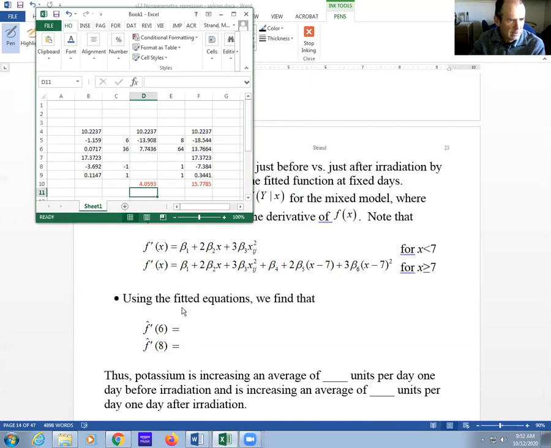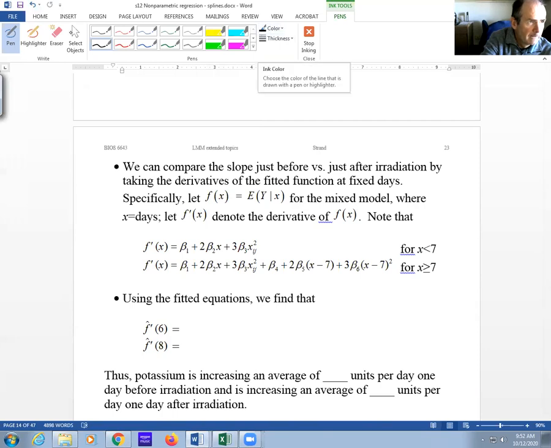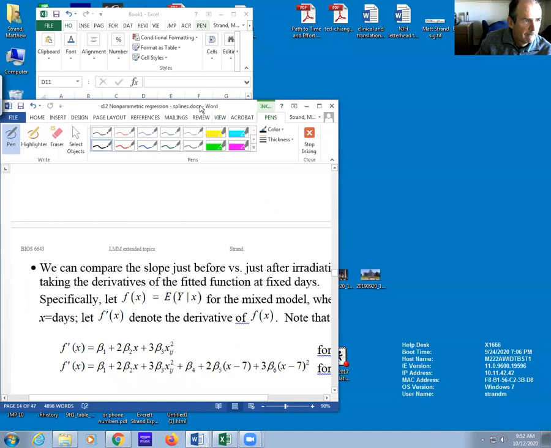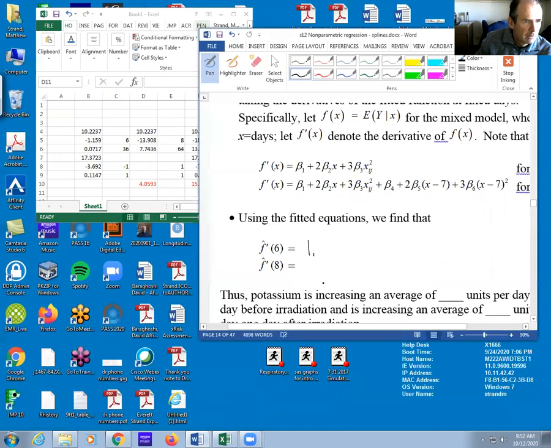Using the fitted equations, we find that the estimated rate of change at day 6, that's what this is, that was 4 point, whatever it was on that, .06. 4.06. So how do I get that?